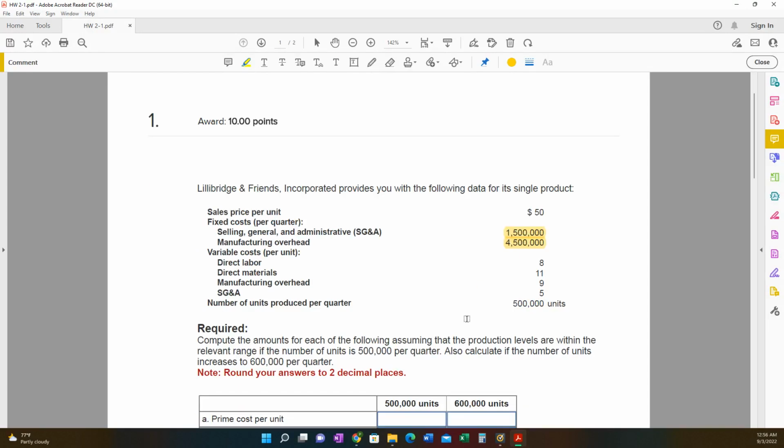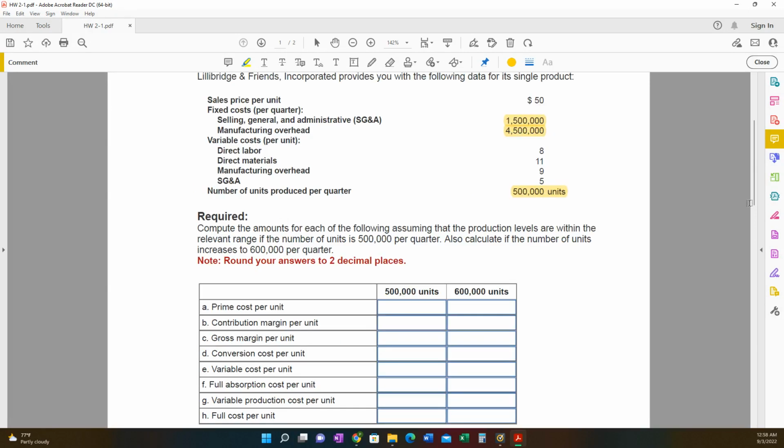We compare that to the variable costs right below: direct labor, direct materials, manufacturing overhead, and SG&A. And these costs are per unit. So direct labor per unit is $8. Direct materials per unit is $11. Manufacturing overhead, the variable portion, is $9. And the variable portion of SG&A is $5. And the number of units produced per quarter is 500,000. So now we have to calculate the different costs per unit, assuming that the company made 500,000 units this quarter.